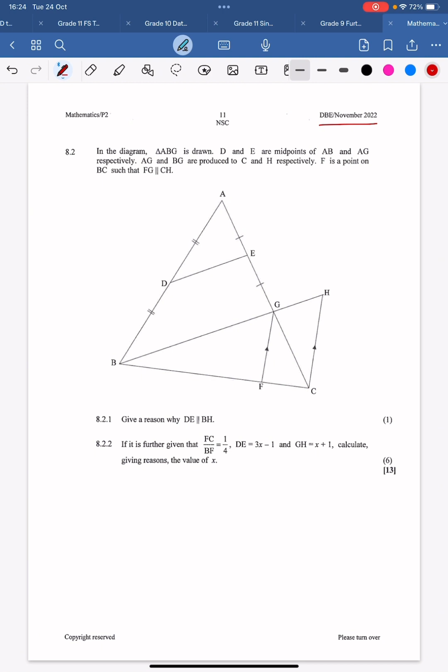As I was saying, it is unusual that they test this without putting the diagram in a circle, but maybe that's where they're going with this section. Maybe they are going to keep testing it like this. I do feel that is probably what they are starting to do now. So let's quickly go through what they are telling us here. They're saying in the diagram, triangle ABG is drawn. So we have that triangle. D and E are midpoints of AB, AB is over there, and AG, respectively.